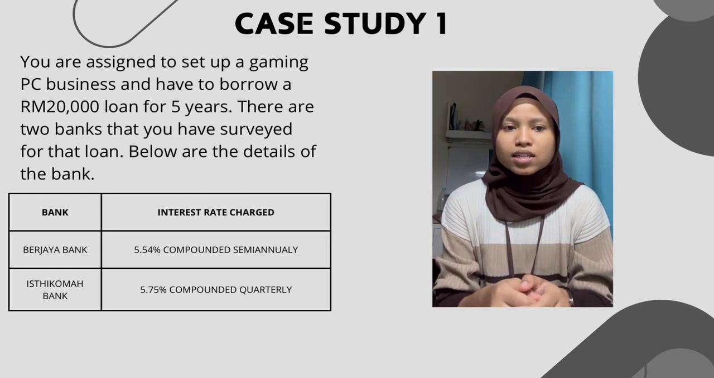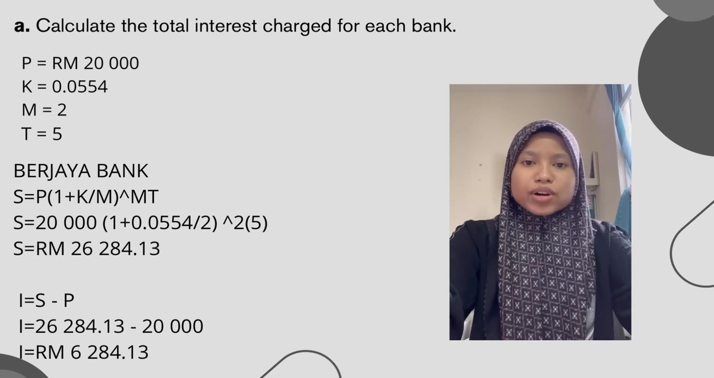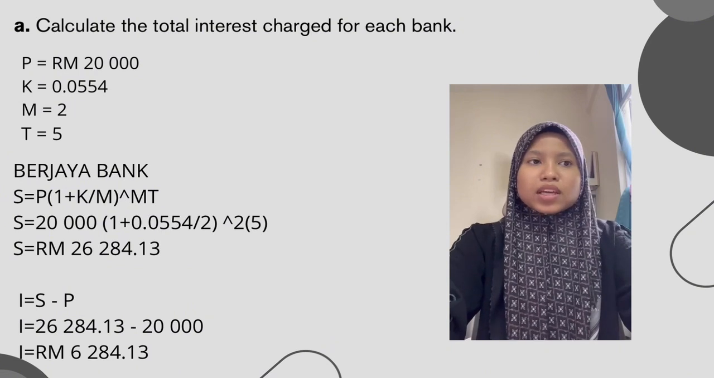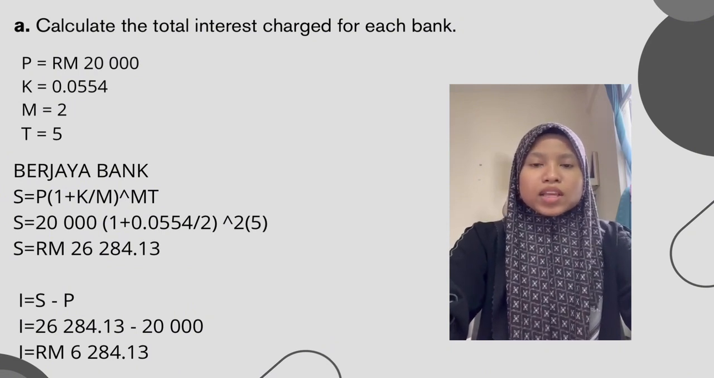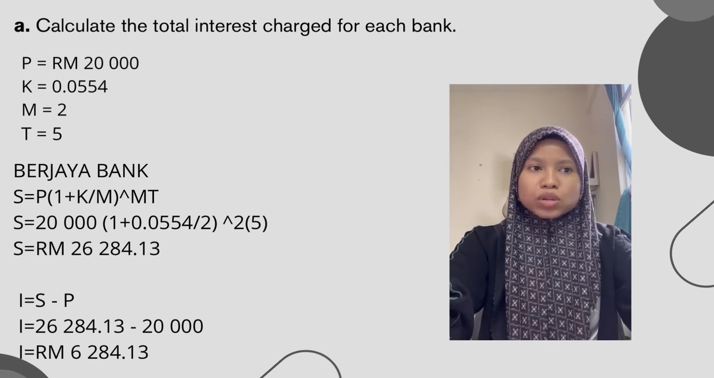Second bank is Istiqomah Bank and the interest rate charge is 5.75% compounded quarterly. Question A. Calculate the total interest charge for each bank. We have to identify P, K, M and T. P equal to RM 20,000, K equal to 0.0554, M equal to 2 and T equal to 5.